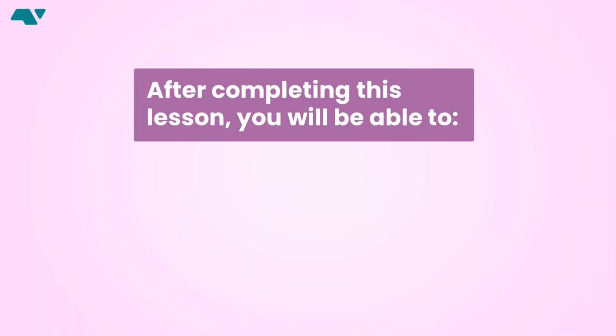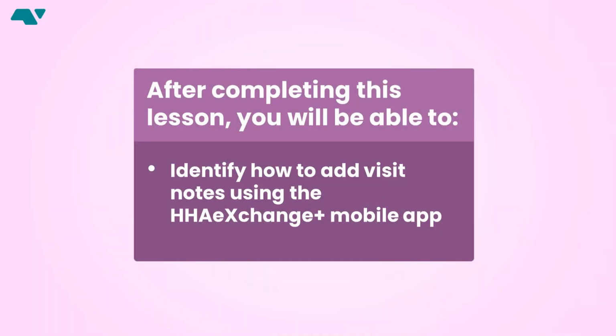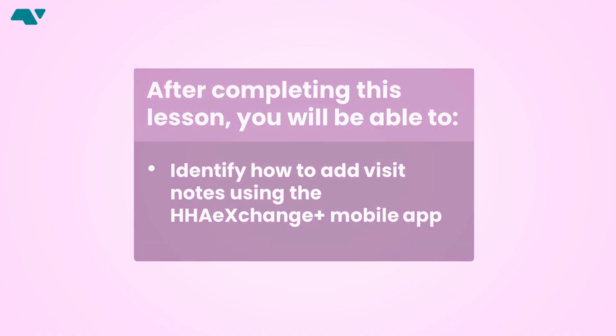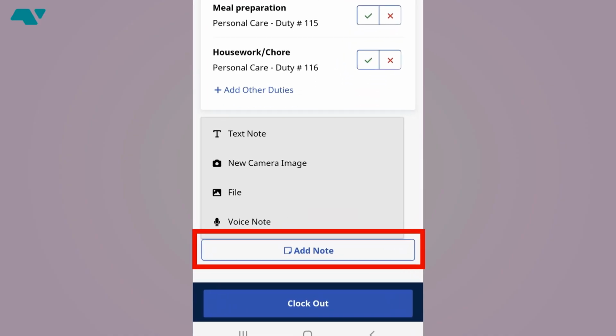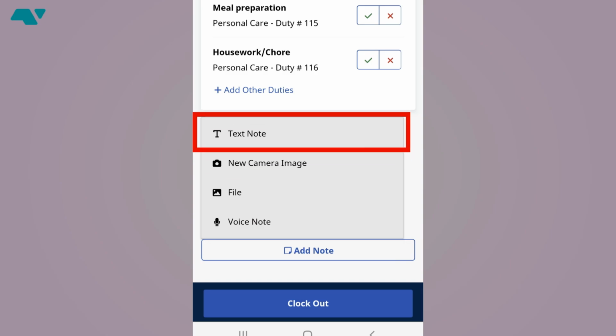After completing this lesson, you'll be able to identify how to add visit notes using the HHA Exchange Plus mobile app. From the Visit Details page, tap Add Note. The HHA Exchange mobile app allows you to add 4 different types of notes. Text note, which allows you to type up to 1,000 characters.